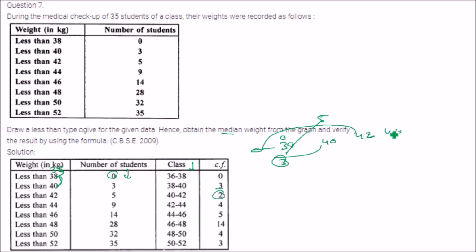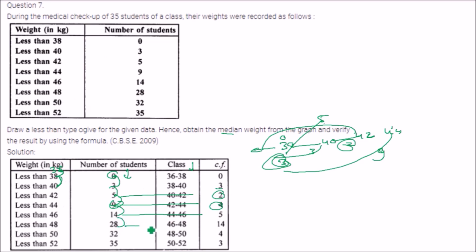Again, let me tell you about 44. Now, 44 and less is 9, but it includes the 3 and the 2, so you subtract 5 from 9 and get 4. This is how we do it. The best way is to subtract these two: 3 minus 0 is 3, 5 minus 3 is 2, 9 minus 5 is 4, 14 minus 9 is 5, 28 minus 14 is 14, 32 minus 28 is 4, and 35 minus 32 is 3. So this is the cumulative frequency.